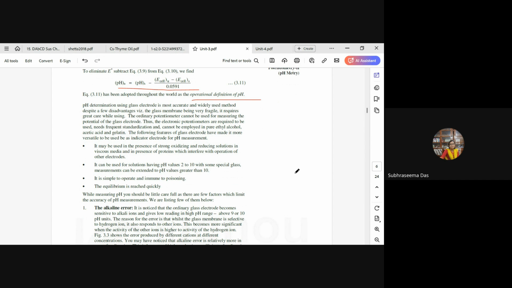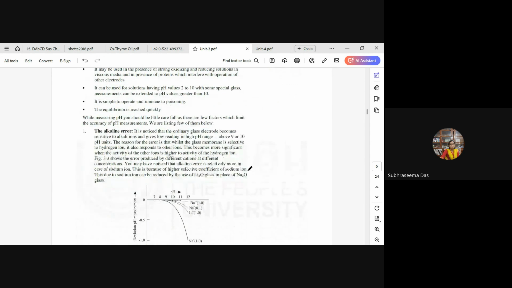So while measuring pH, we should be a little careful because there are certain factors which limit the accuracy of pH measurements. Number one, a very important factor, is called the alkaline error. It has been noticed that the ordinary glass electrode becomes very sensitive to alkali and gives a low reading in the very high pH range, that is in the alkaline range above 9 or 10.